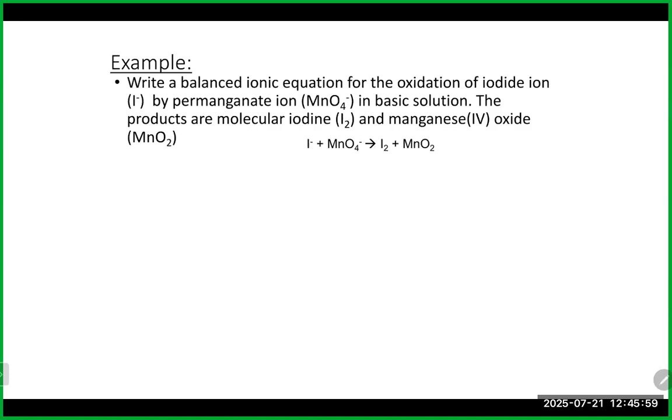All right, why don't you try this one here? I minus plus MnO4 minus goes to I2 plus MnO2. Balance this guy in basic conditions. So give it a go. See what you come up with.